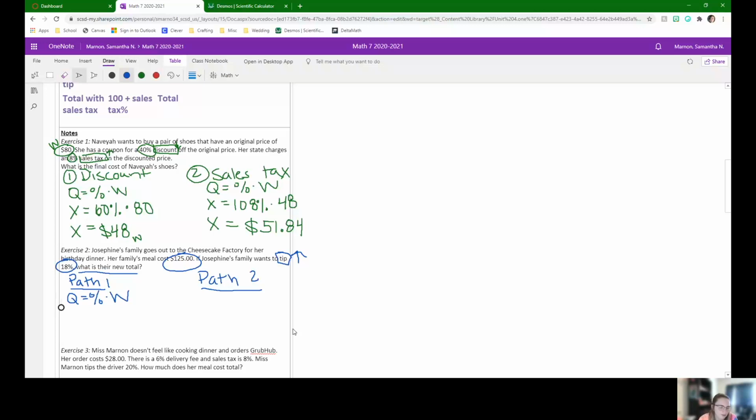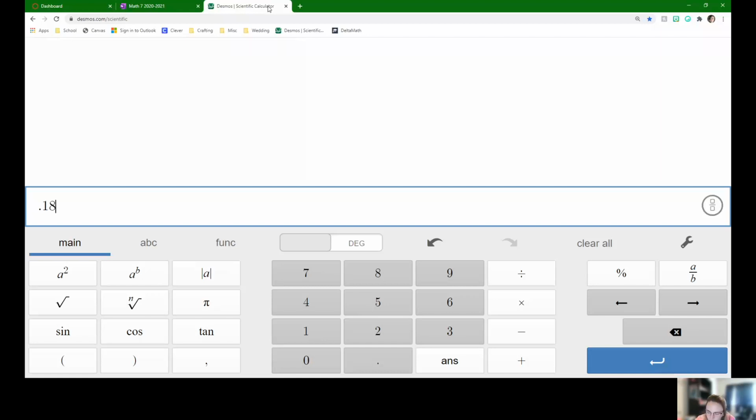So for tip, here's the total bill. This is going to be our whole. So we're going to try to find what that tip amount's going to be. We're going to use 18% times the $125 meal. So when I multiply that out, let's go to decimals. I'm going to do it as a decimal, 0.18 times 125. I got 22.5.